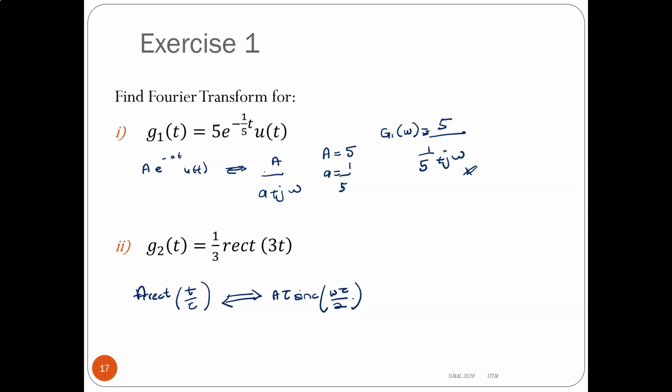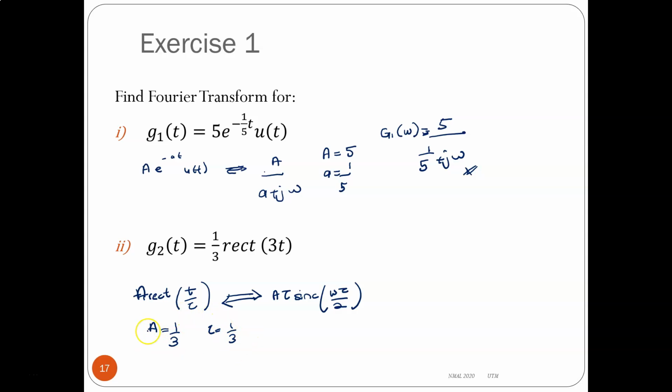From here we need to match with this form. A is given as 1 over 3, and t over τ is whatever is inside the bracket. Take out the t, so 1 over τ is 3. Because 1 over τ is 3, we arrange τ as 1 over 3.